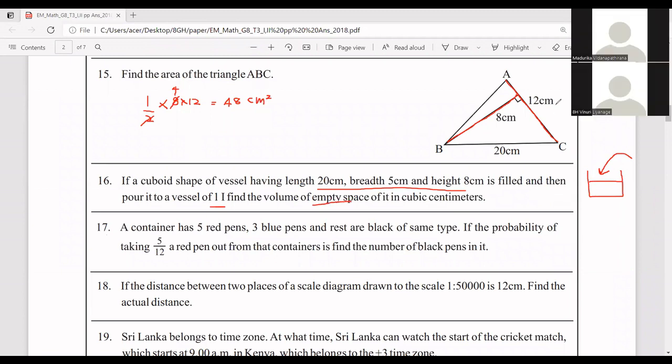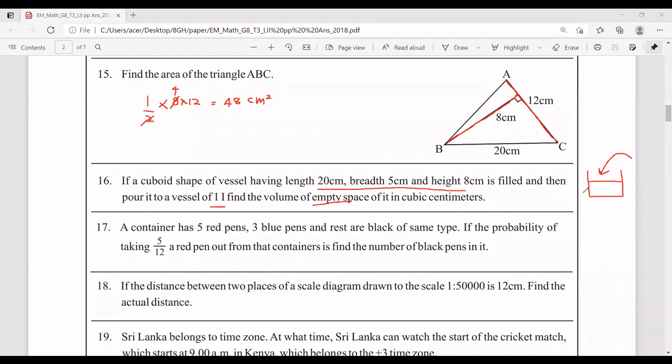Before finding the empty space, first you have to find the volume of this liquid. Now let's find the volume of this liquid. To find the volume of the liquid, you have to multiply these three values. 20 into 5 into 8. Because that smaller vessel is completely filled, you have to multiply length, breadth and height.